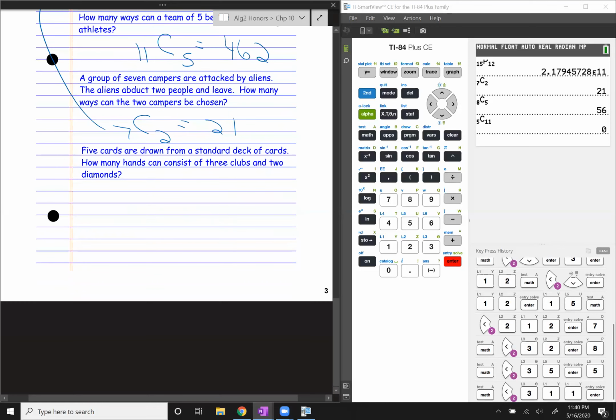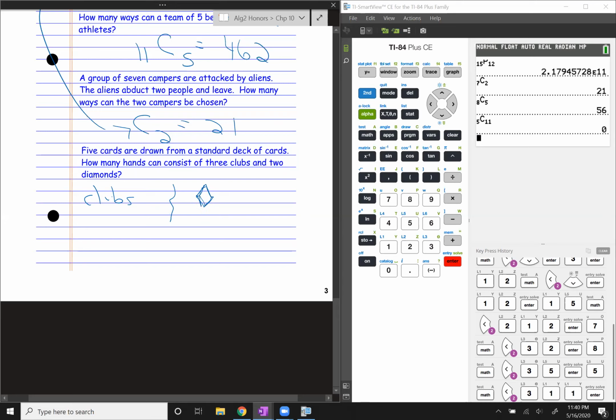All right, so the last one, this one gets into our probability also a little bit. We have to understand a few things about cards. So 5 cards are drawn from a standard deck of cards. How many hands consist of 3 clubs and 2 diamonds? Okay. So for the clubs and then for the diamonds, that's a good one.